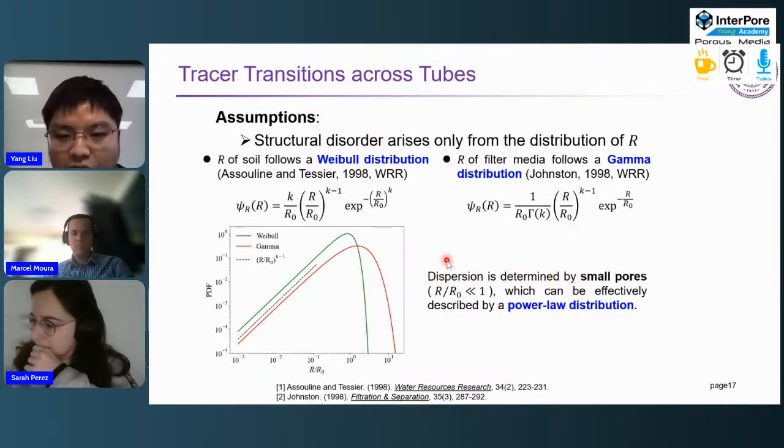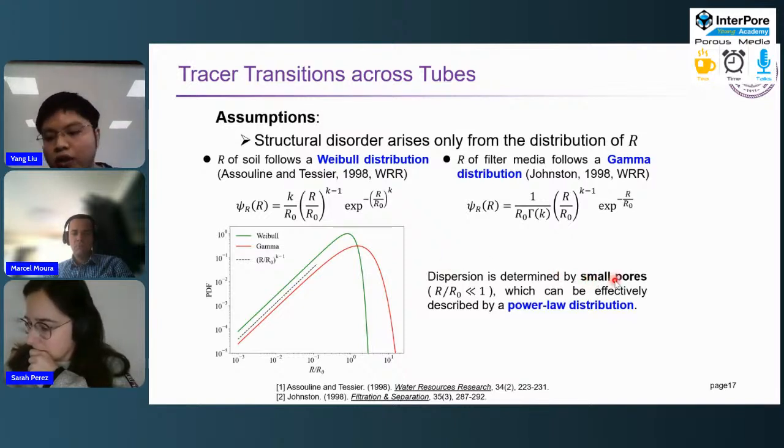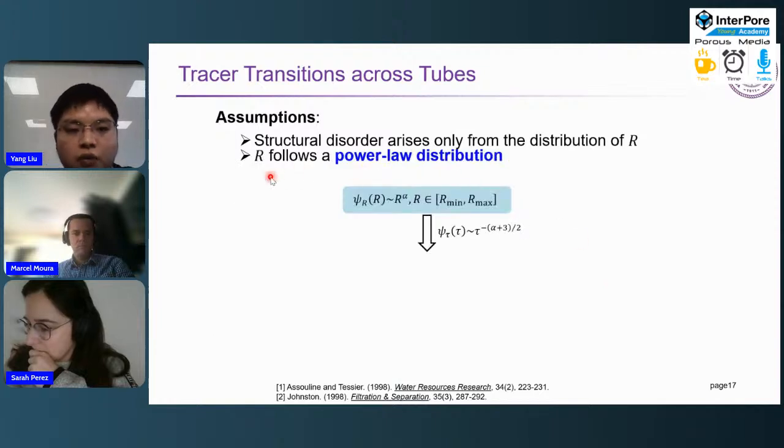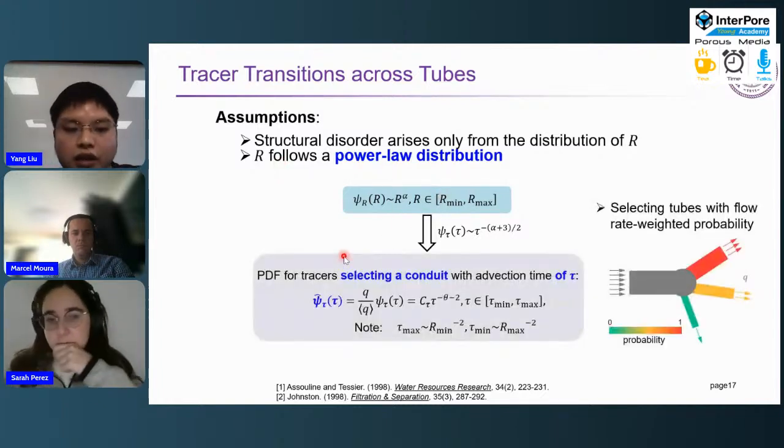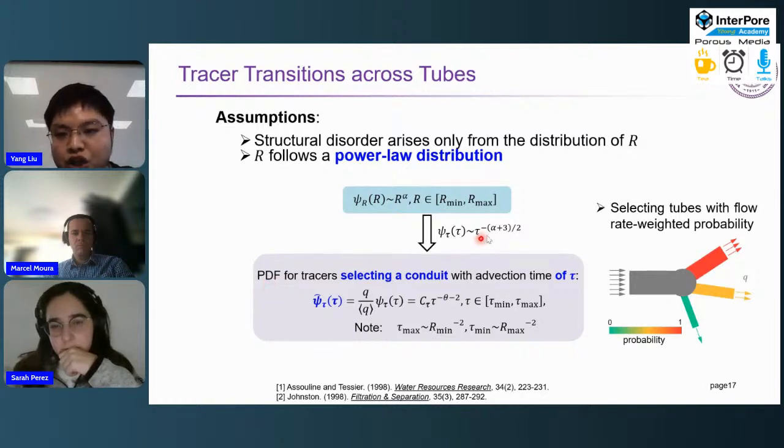However, we see that the hydrodynamic dispersion is basically shaped by the smaller pores. So here we adopt a power law function for the probability density function of pore sizes like this. And so we can obtain the probability density function for advection times.